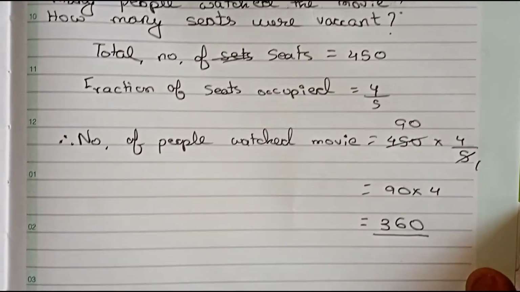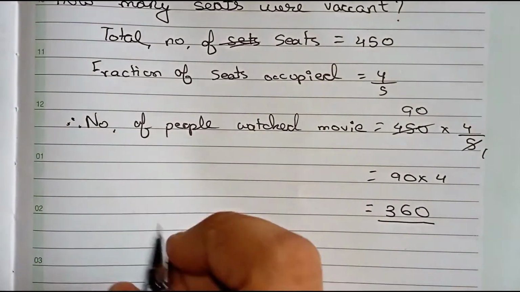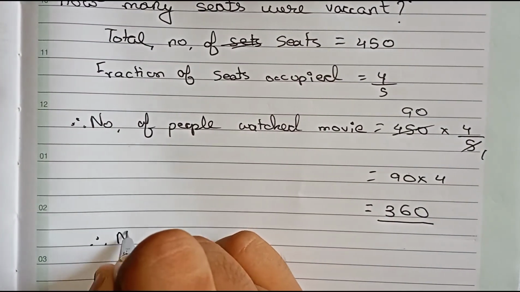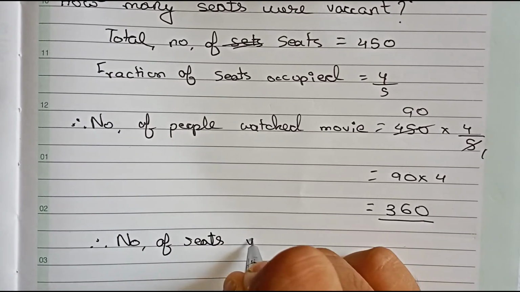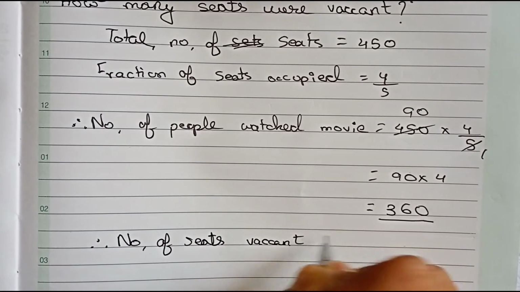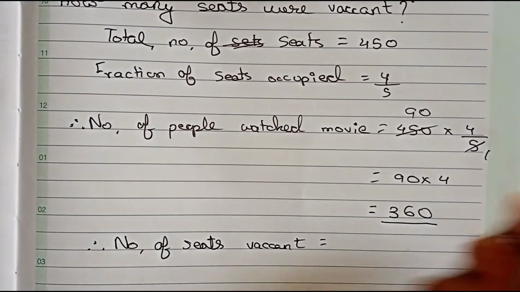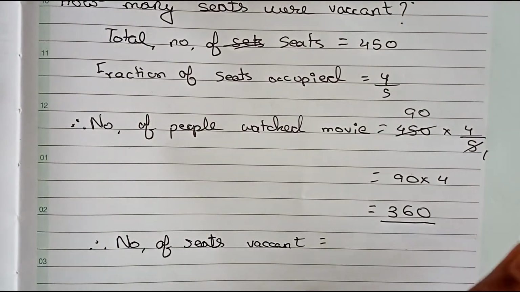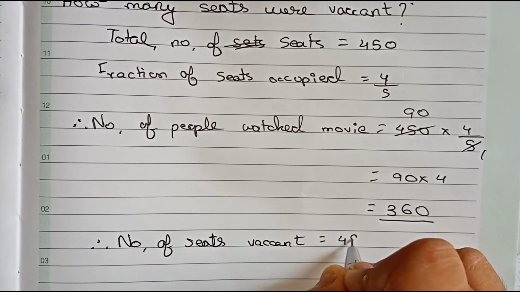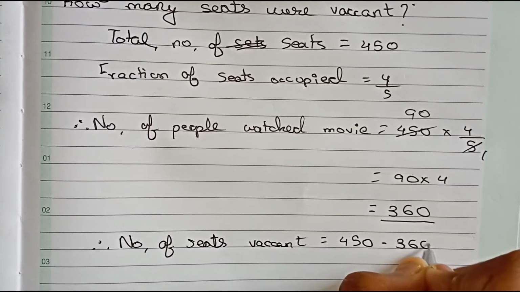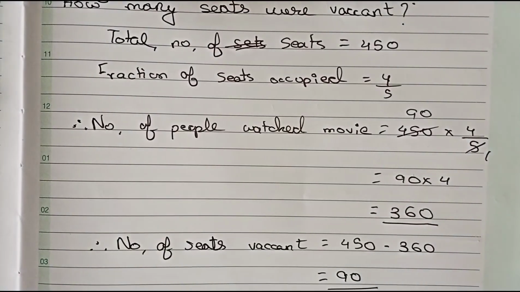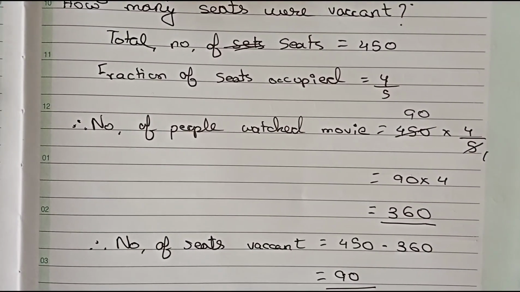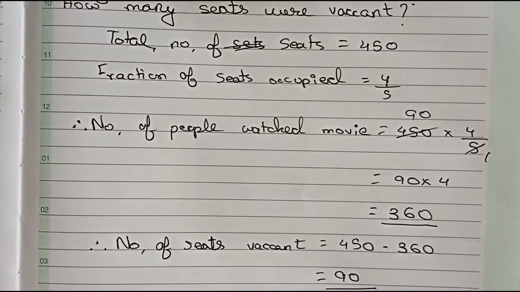So now I have to find out how many seats were vacant. So therefore we write the number of seats vacant is equal to the total number of seats minus the number of people who watched the movie, that is 450 minus 360, which becomes 90. So therefore this many seats were vacant. So this is our final answer for this question. So let's move on to our next question.